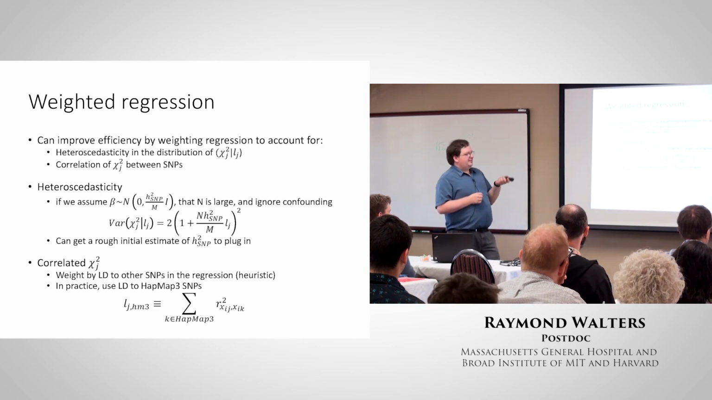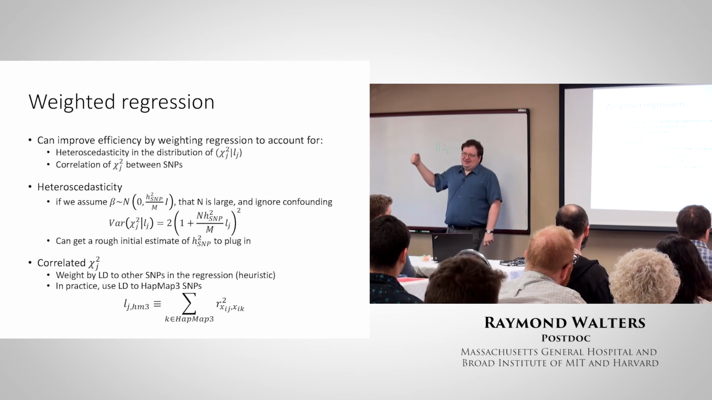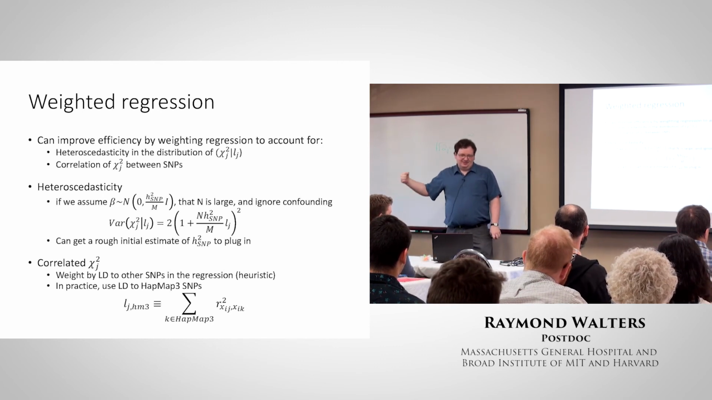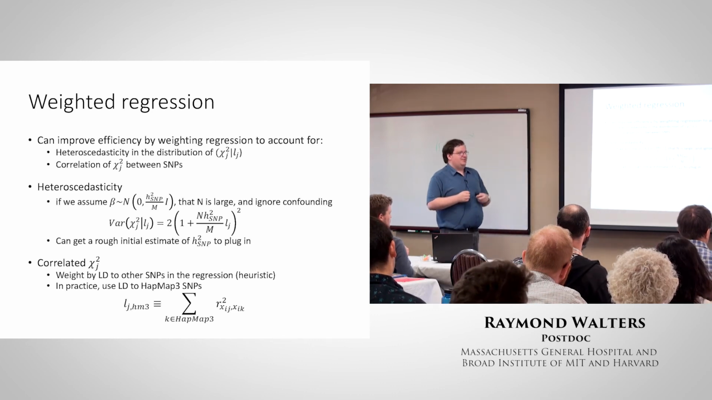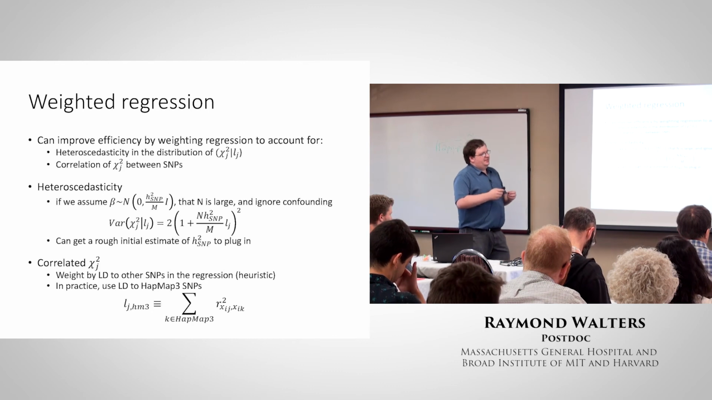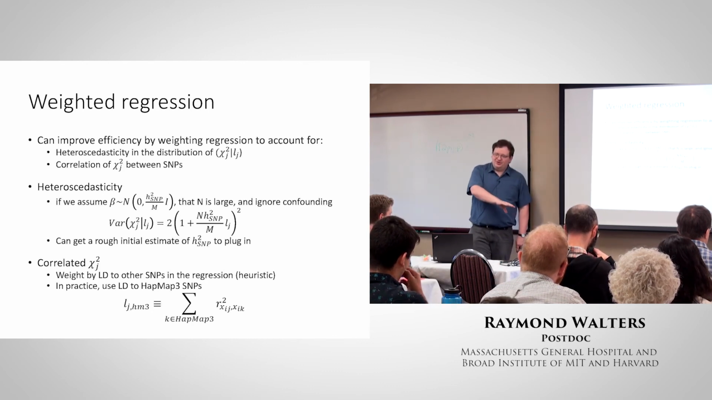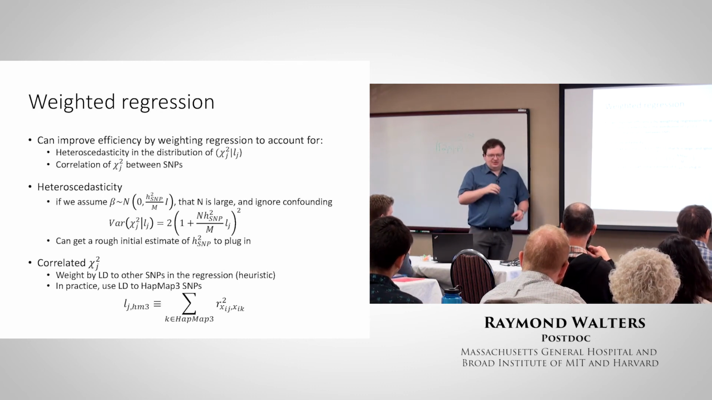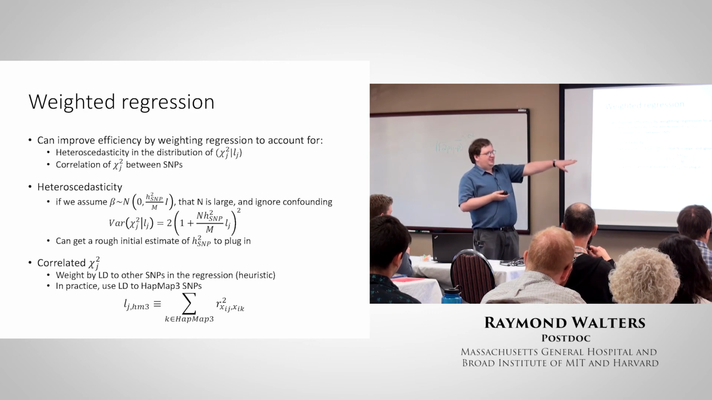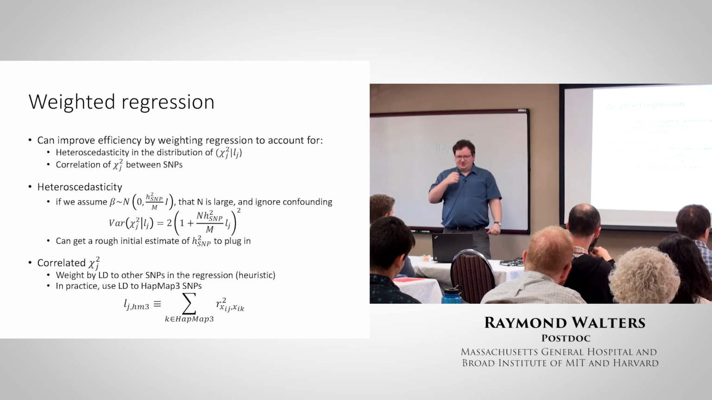And so for the heteroscedasticity, if we go back and make some statement about the distribution of the causal betas and say that they're normally distributed with the mean and variance that we already specified, ignore the confounding piece, assume that in most GWAS the confounding is well controlled, and say that n is large enough to get us to central limit theorem purposes, then you can show that the variance of the chi-square conditional on the LD score is this function here. So you in a sense have a scaled chi-square distribution.